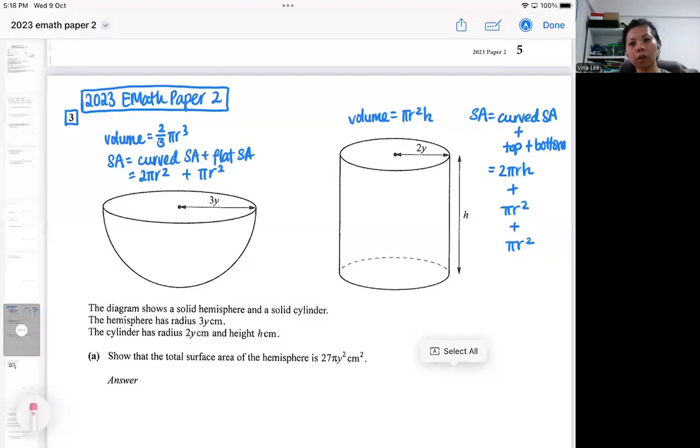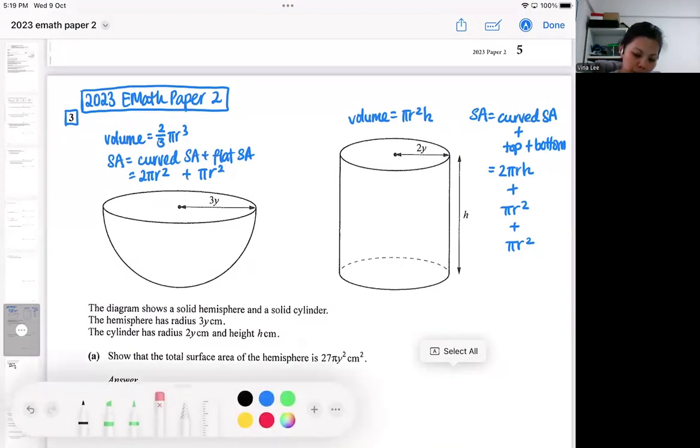Okay, for this question on mensuration, we are dealing with a solid hemisphere and a solid cylinder. So if you look at what I have done, I write down the formula. Before I start the question, I write down the formula of a hemisphere, the volume and surface area of a hemisphere. So do note that the surface area has two parts.